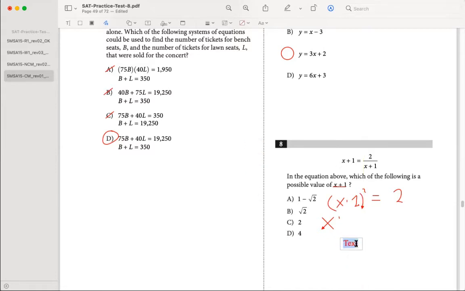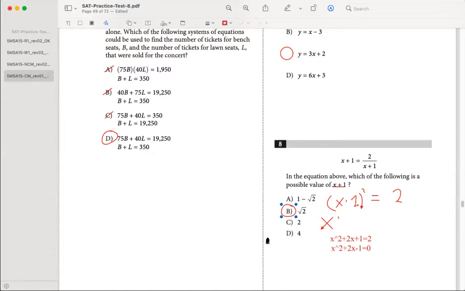Okay, so it should be x to the power of 2 plus 2x equals 2, and then it should be root 2. So when you subtract 2, it should be x to the power of 2 plus 2x minus 1 equals 0, and you factor out, so it should be root 2. So 8 would be B.